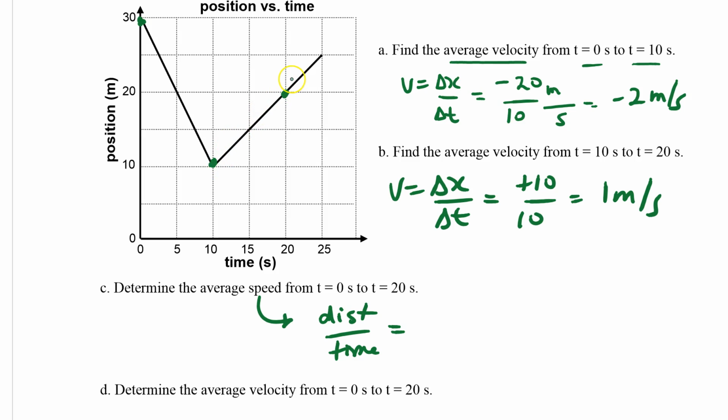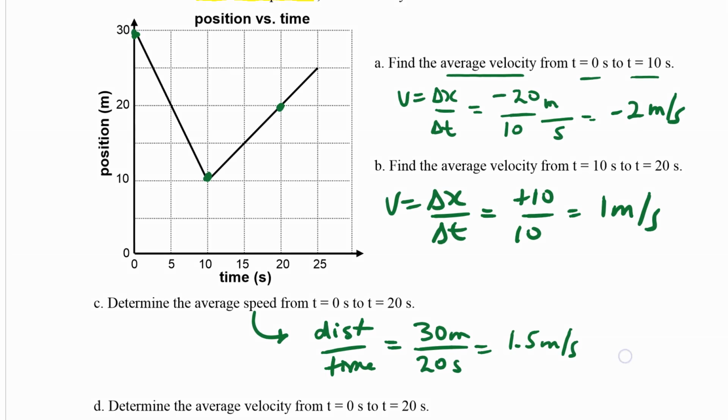Here they travel 10 more, so they traveled 30 meters. Divided by how much time went by? 20 seconds. So that would be 1.5 meters per second. Now determine the average velocity from 0 to 20.